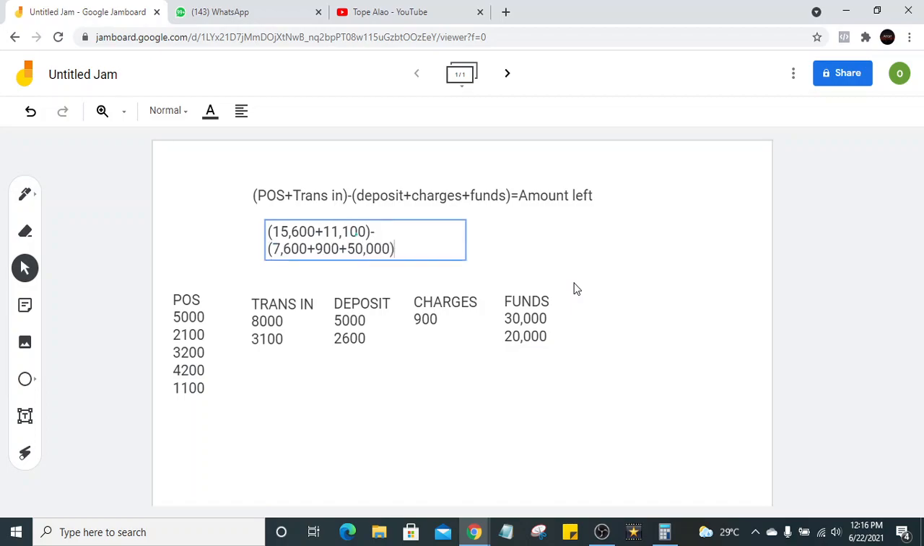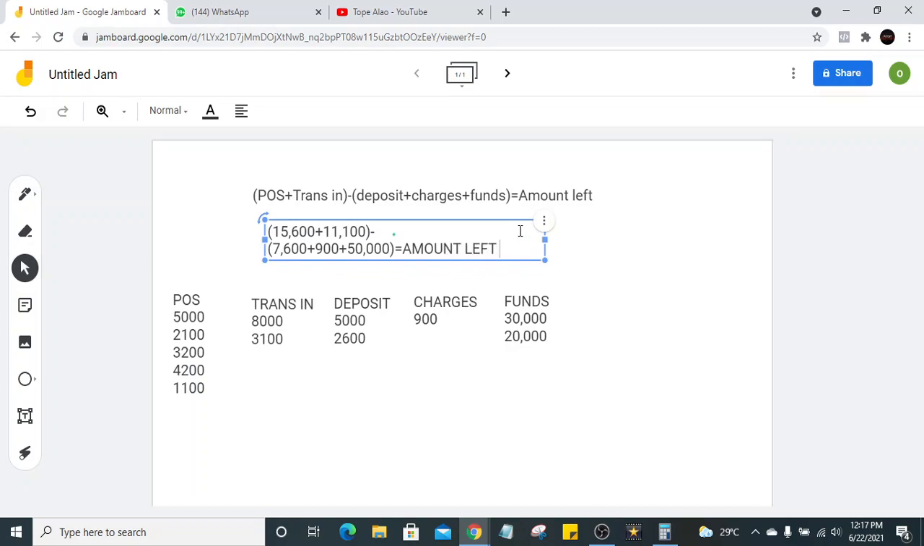So the essence of doing all this is for you to know how much should be left with you at the end of the day. Amount left is the cash you are supposed to have with you at the end of the day. So now let's do the calculation. It's equal to amount left.